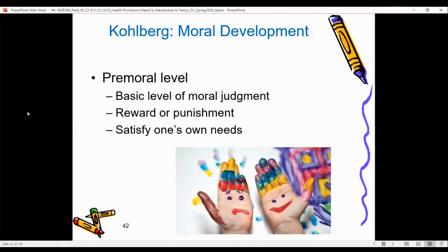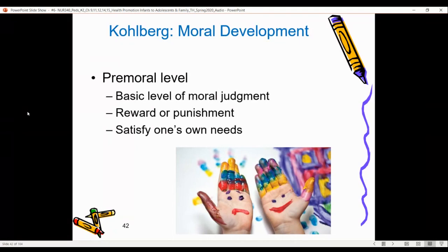Well, Kohlberg is another theorist that we haven't talked about yet. So this is moral development. So Kohlberg is moral development. This is the pre-moral level for our preschooler. So pre-moral, preschool. They have basic moral judgment at this point. They only understand right and wrong because of reward and punishment. They get a punishment because they hit somebody.